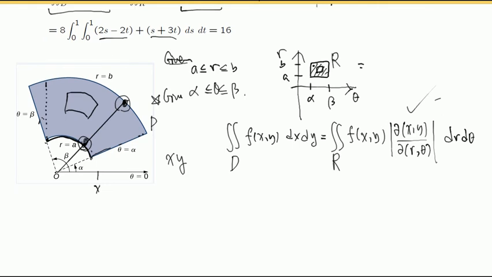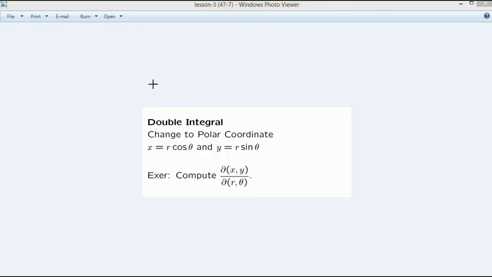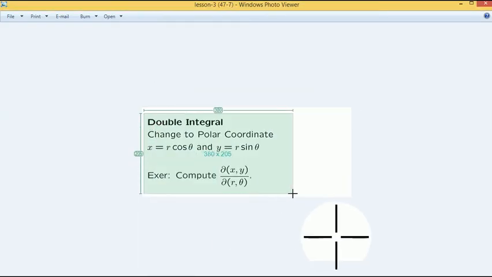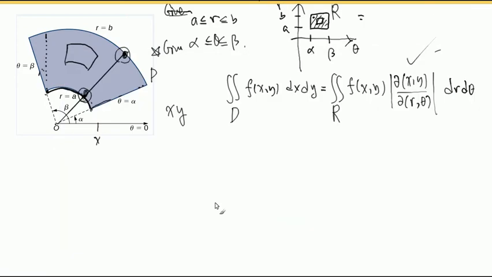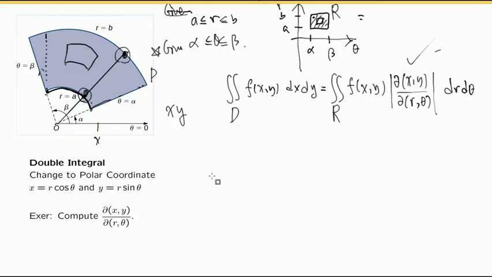Alright? Fair enough? So, who remembers the polar coordinates? Well, yes. Alright, so what is our first exercise today?